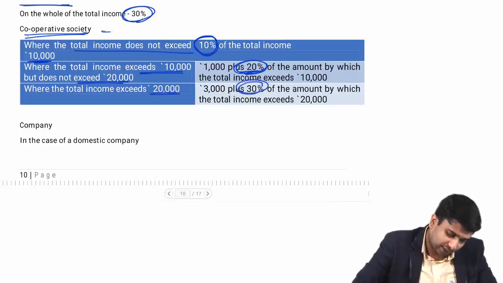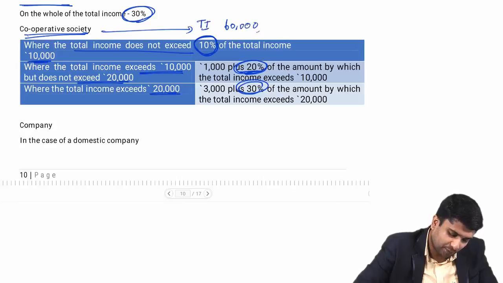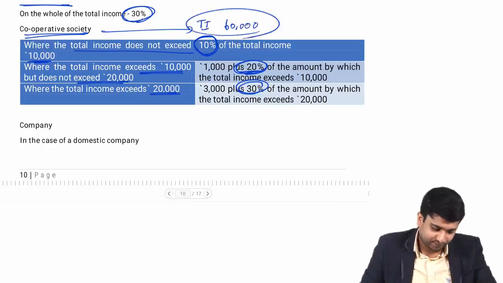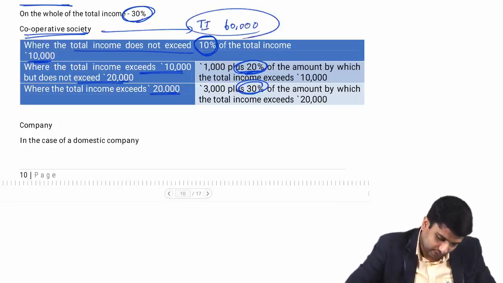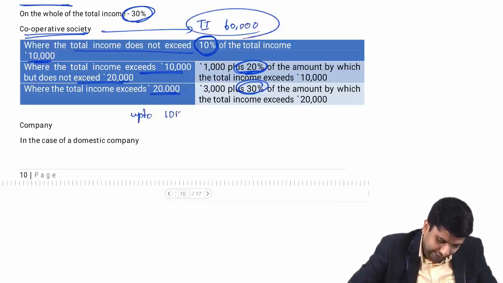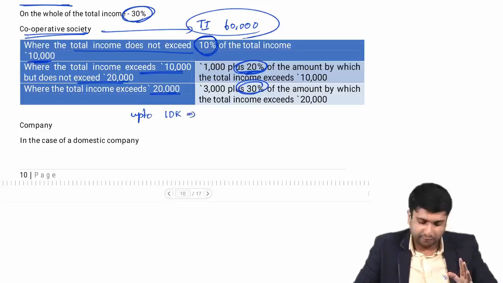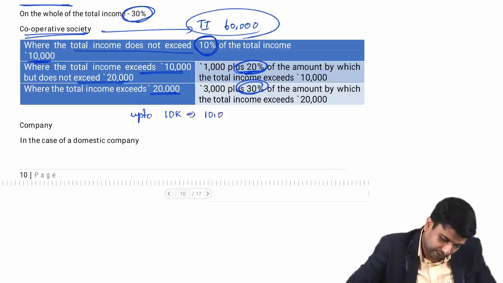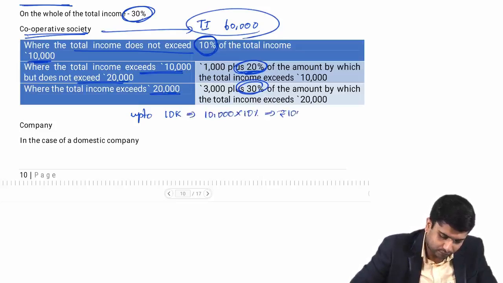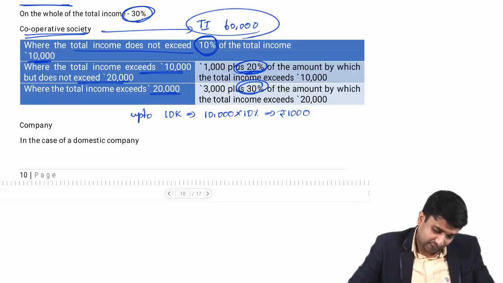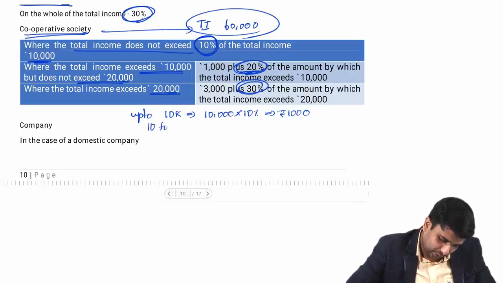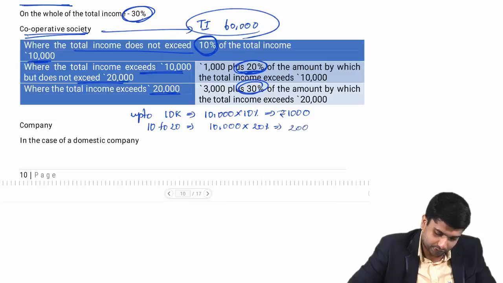If I'm a cooperative society and my total income is 60,000 rupees, this is my total income. Compute my rate of taxes. Only one slab rate. Up to 10,000, 10%, right? So up to 10K means 10,000 rupees into 10% will give you 1,000 rupees. Then from 10 to 20,000, there is another 10K. On that 20%. That means 2,000.